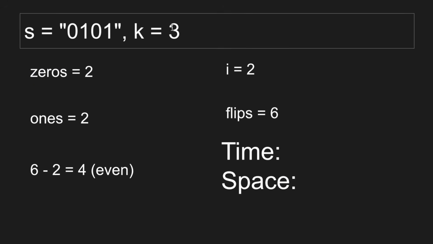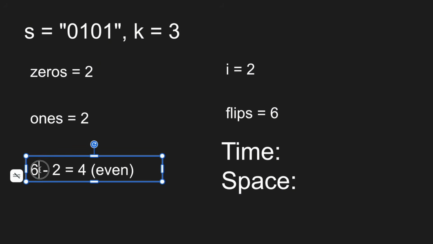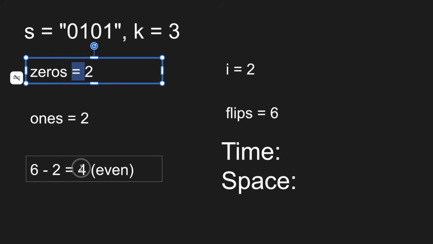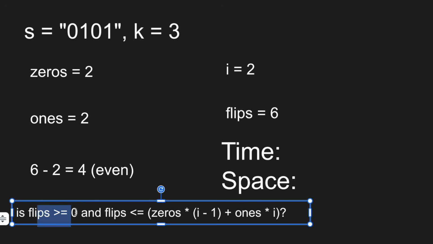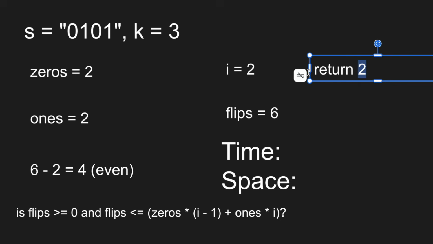I is 2. 2 times 3 is 6, so we get 6 flips. 6 minus 2 zeros is 4. It's even, so we can check this condition. Flips is greater than or equal to zeros, and is it less than or equal to zeros times I minus 1 plus ones times I, meaning 2 times 1 plus 2 times 2, which it is, because this would be 2 and this would be 4, and 6 is equal to 6, so we know that's true, so we can return 2 as our result.